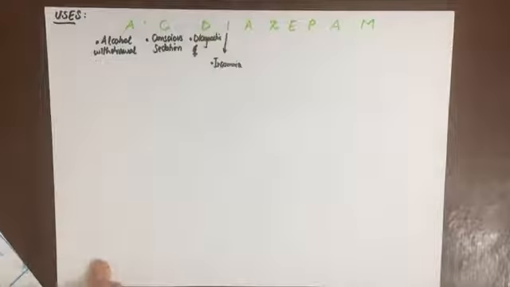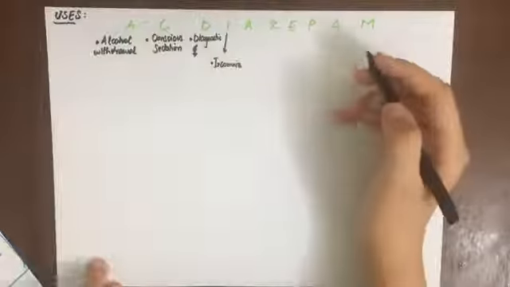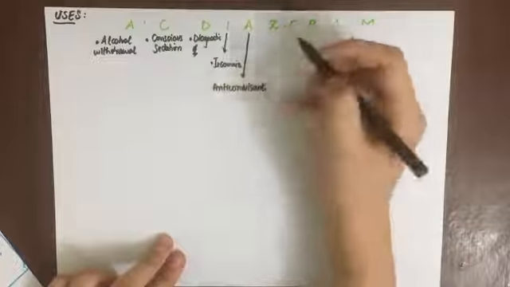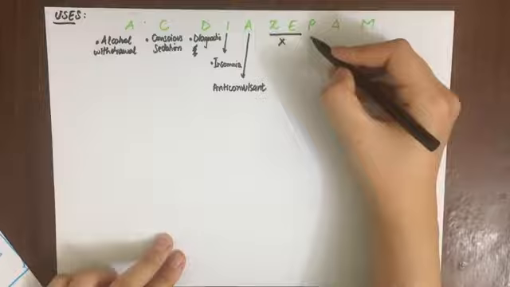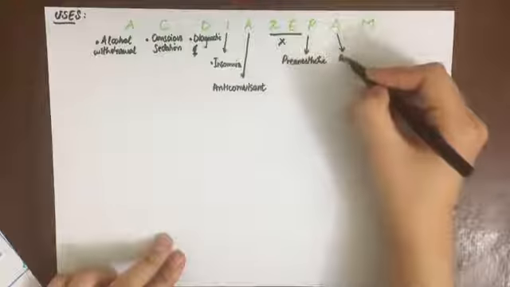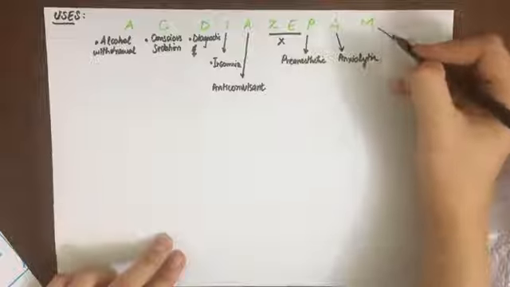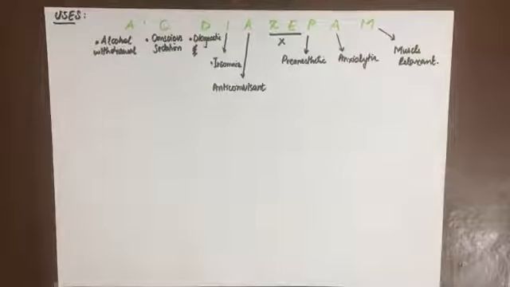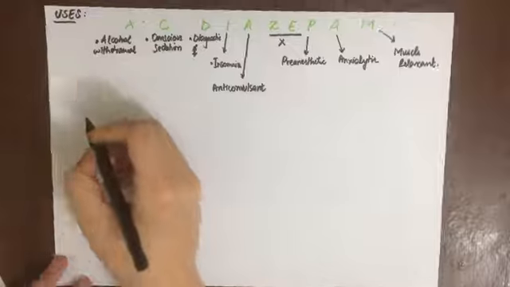In insomnia, of course, it causes sedation. It is also used as an anticonvulsant. It controls life-threatening seizures. It is also used as pre-anesthetic medication because of its sedative, amnesic, and anxiolytic effects, and also as a muscle relaxant.